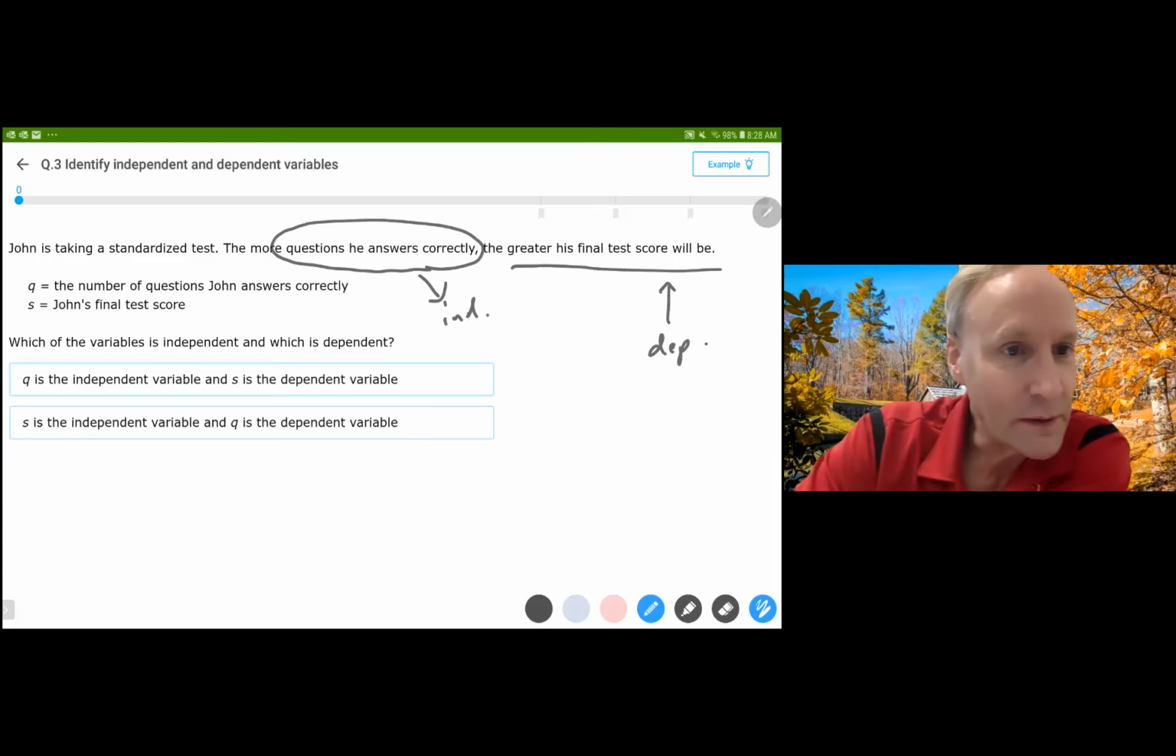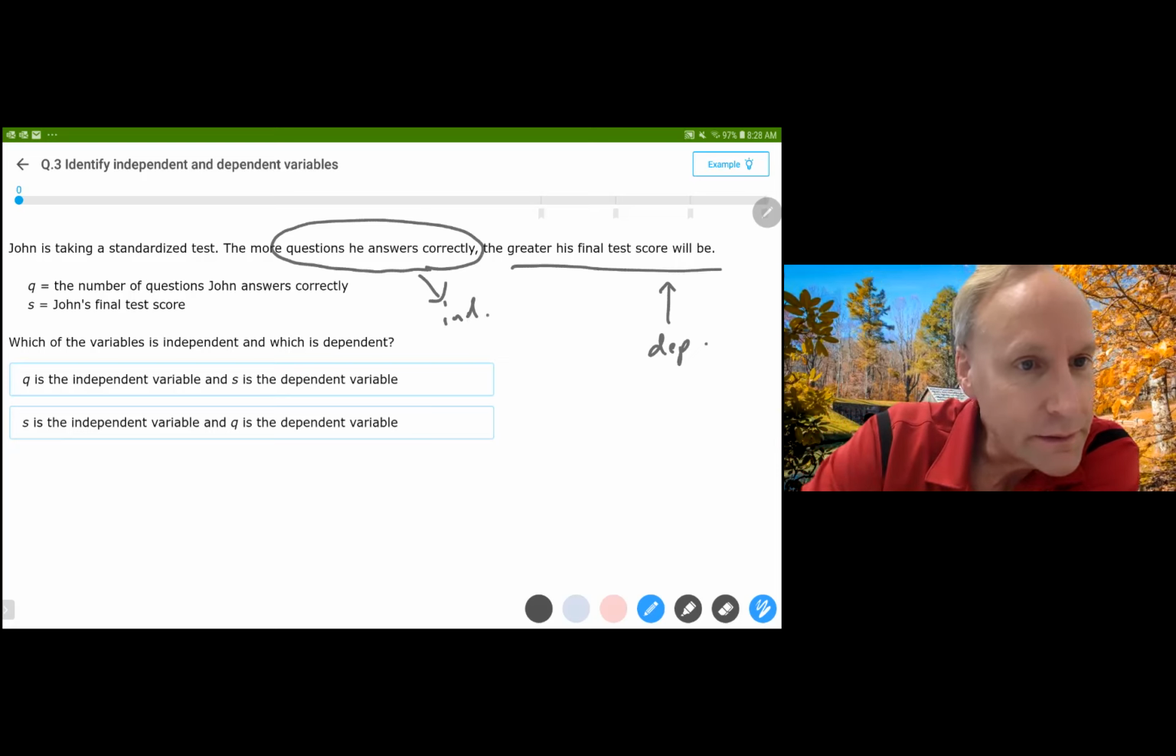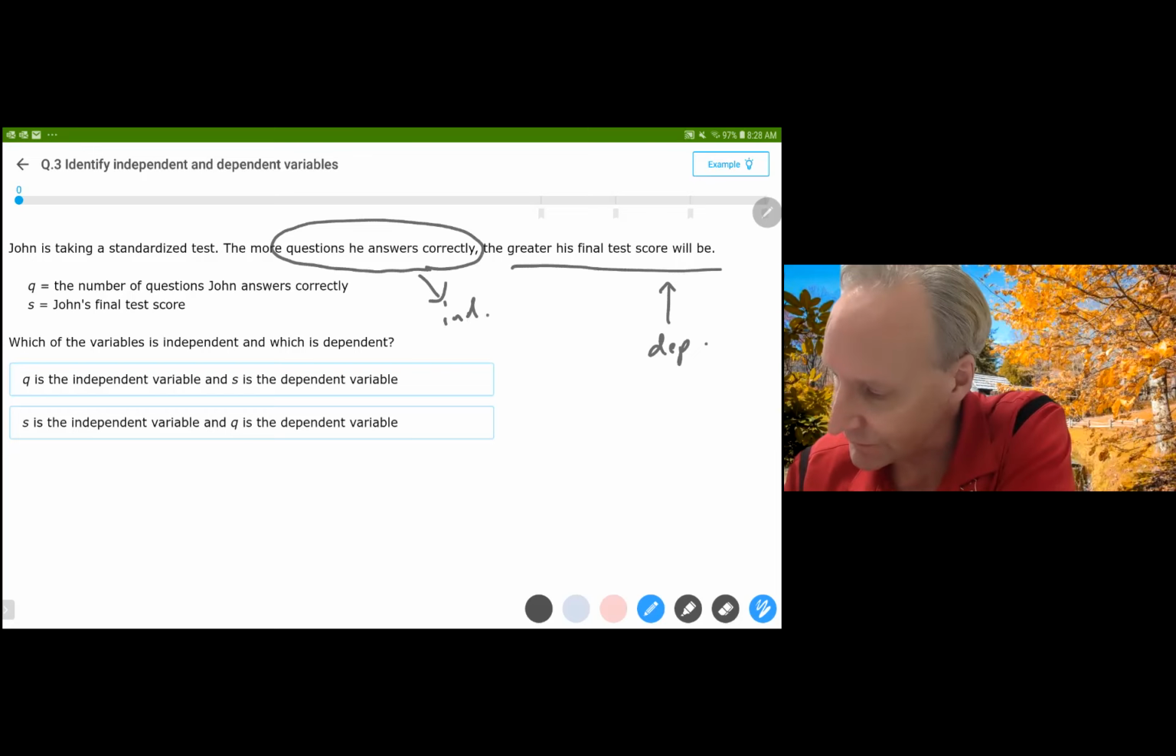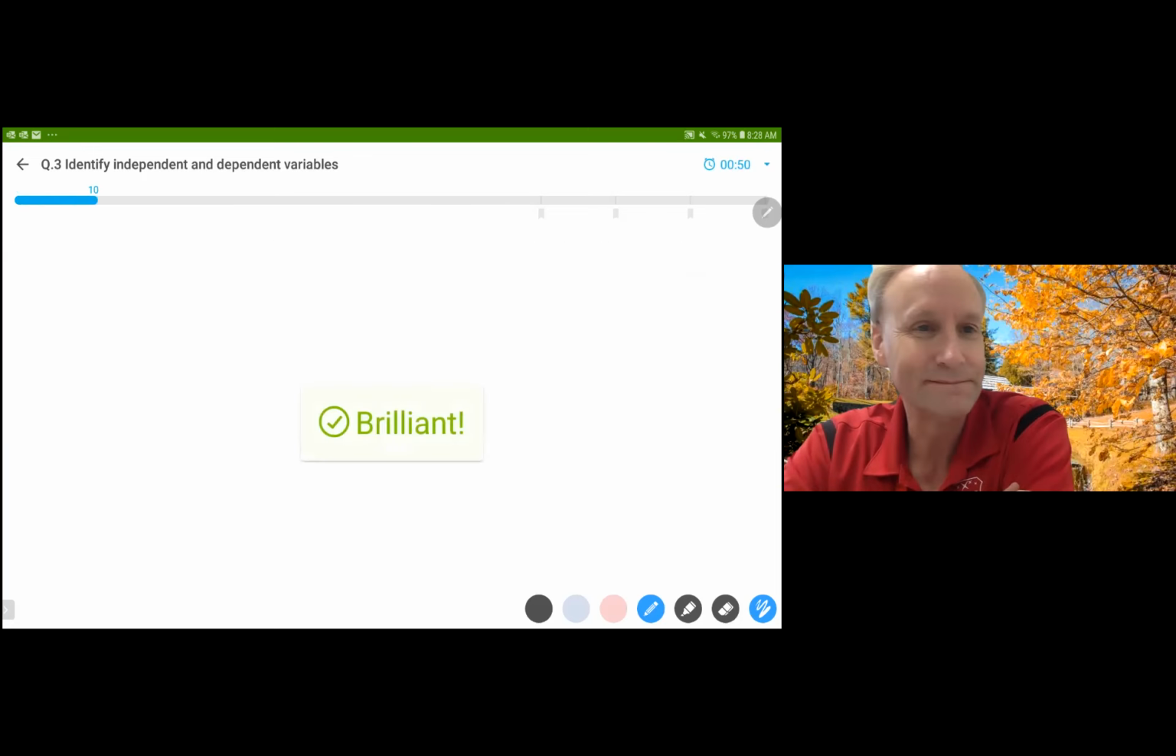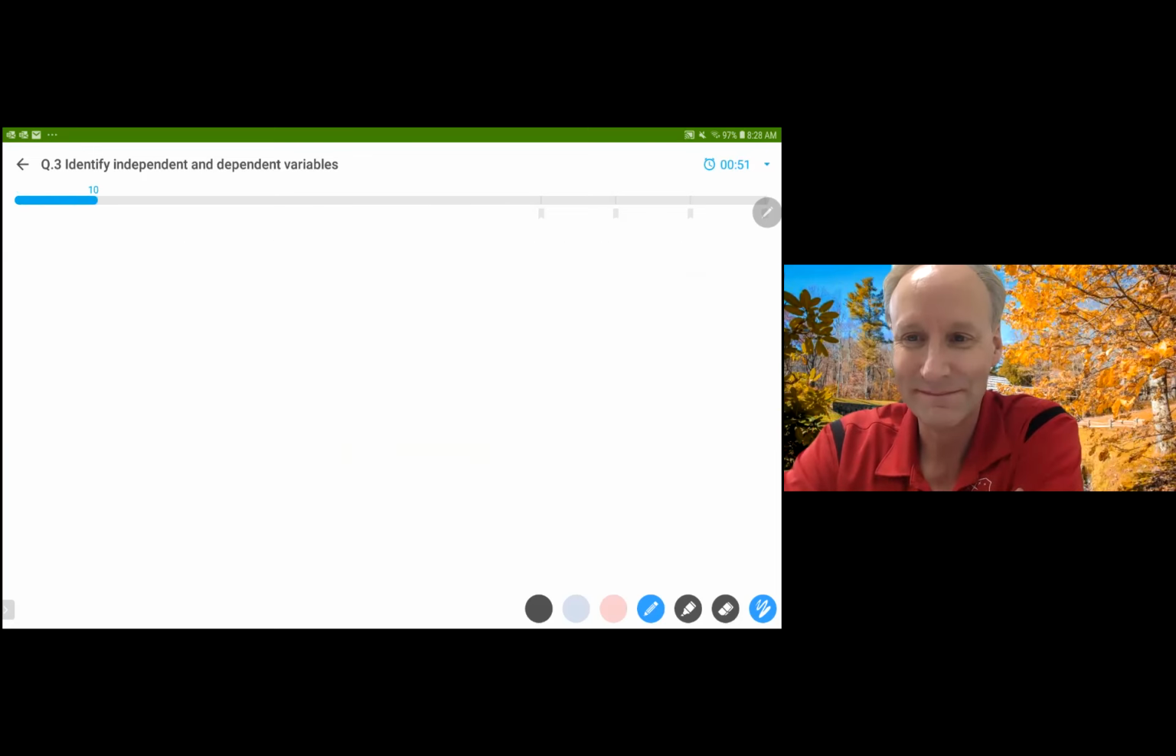So the independent variable is Q, the number of questions, and S is the dependent variable. So that's the one we want. So it seems to be working out pretty good.